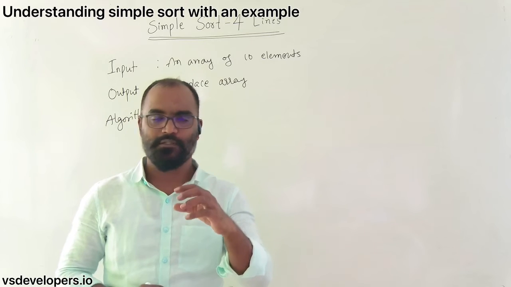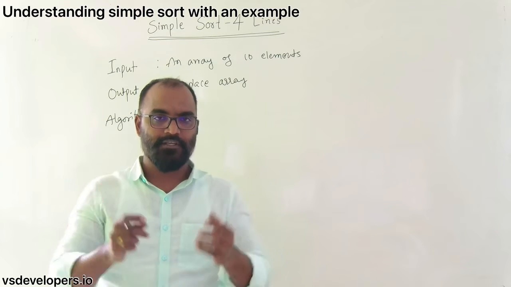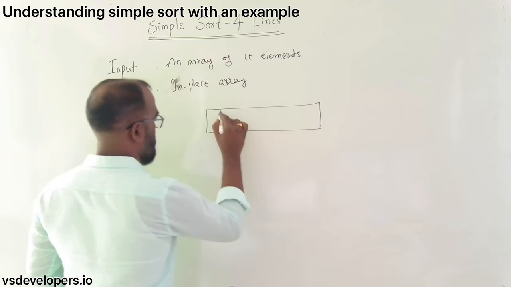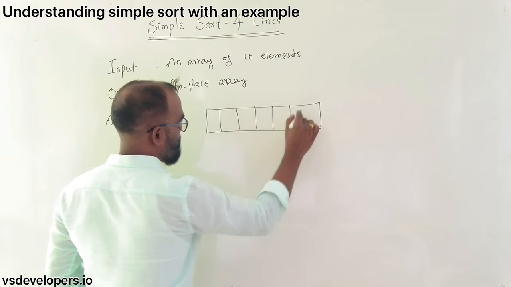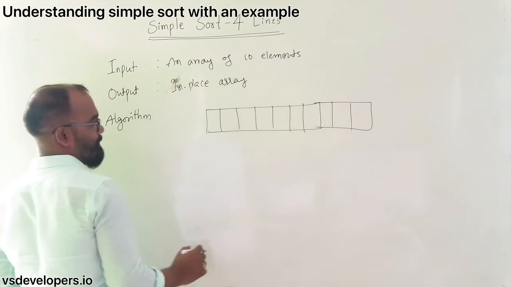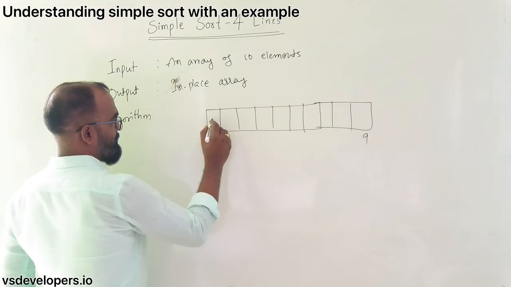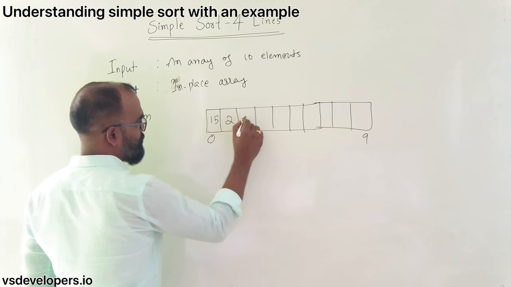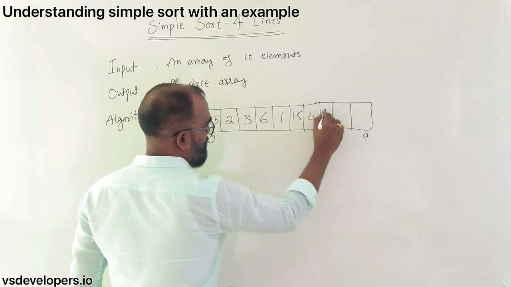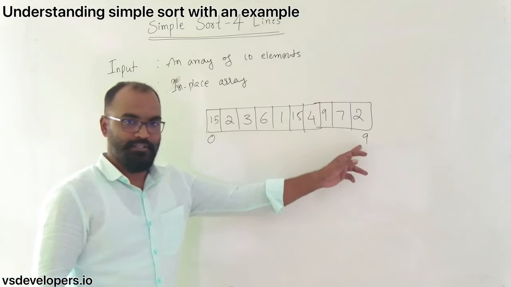So the simple sort algorithm works in simple steps. Step 1, you take the given array, right? For understanding, I'm drawing an array here. 1, 2, 3, 4, 5, 6, 7, 8, 9, 10. So these 10 elements, okay? So from 0 to 9 as an index. And now I take some random numbers: 15, 2, 3, 6, 1, 15, 4, 9, 7, 2. So this is your given array.